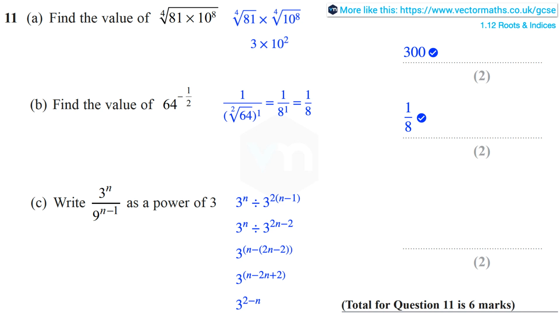So this is the same as 3 to the power n divided by 3 to the power of 2n minus 2. And using the laws of indices, when we divide numbers with the same base, we subtract the indices. So that's 3 to the power of n minus, in brackets, 2n minus 2. And after expanding and simplifying, this comes to 3 to the power 2 minus n.